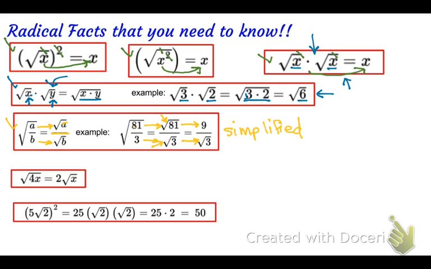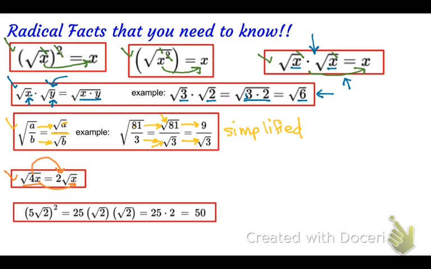Now, next, on this one, we're going to simplify the square root of 4x. We know that 4 is a perfect square, but we have no idea what x is. So we can take the square root of 4, which is 2, put it outside the radical, but we need to leave the x inside the radical. So the simplified version is just 2 times the square root of x.